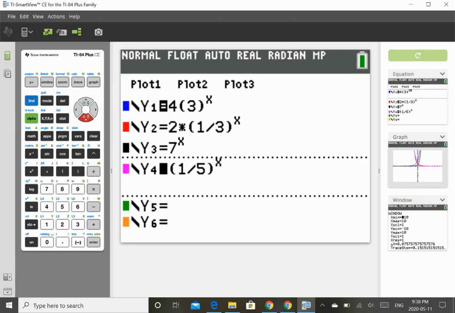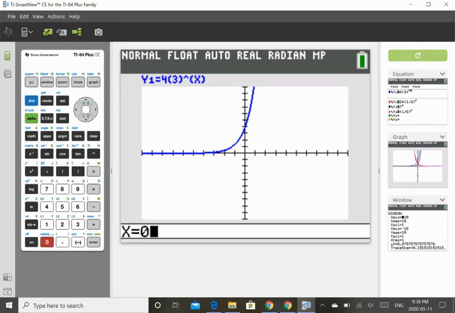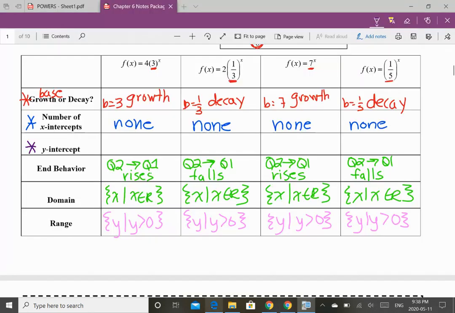We're going to start with 4 times 3 to the power of x. Let's look at the graph of that one. And let's look at where the y-intercept is for that one. So to find the y-intercept, we can put in an x value of 0. And when x is 0, y is 4. So our y-intercept for that function is at (0, 4). Great. Okay, we're going to hold on to that for 1 second.